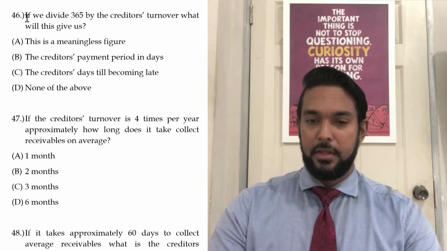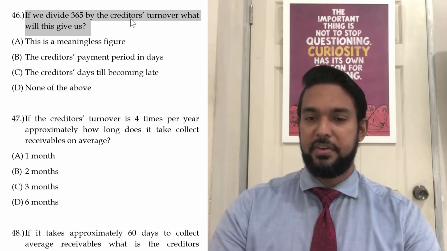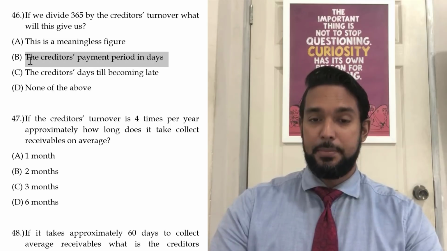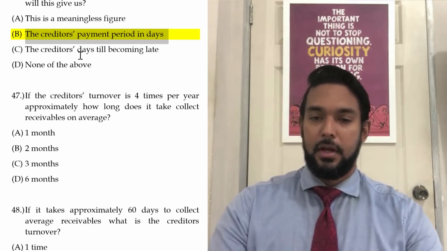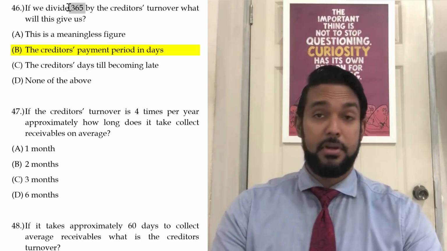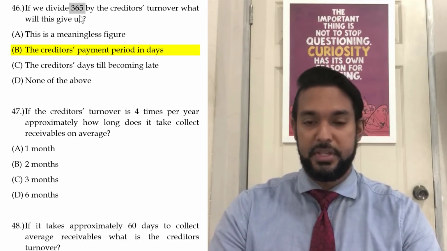If we divide 365 by the turnover, what do we get? Once again, it tells the payment period in days. And if we did 12 instead of 365, we get the payment period in months. If we did 52, we get it in weeks.